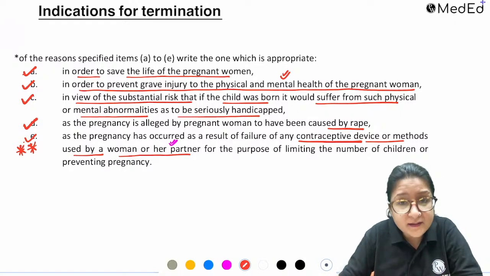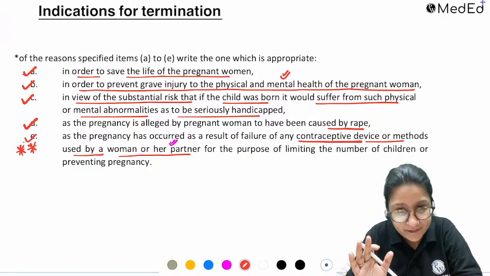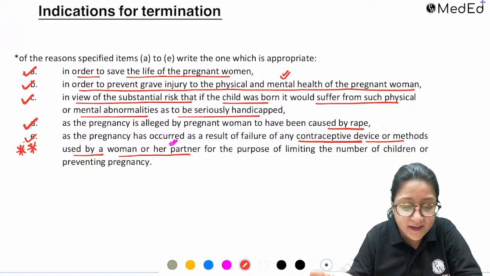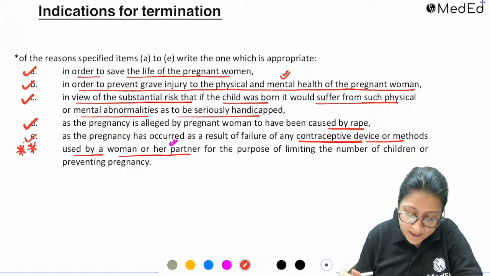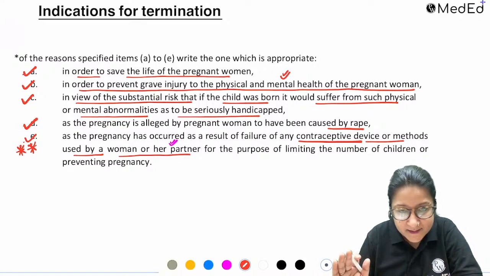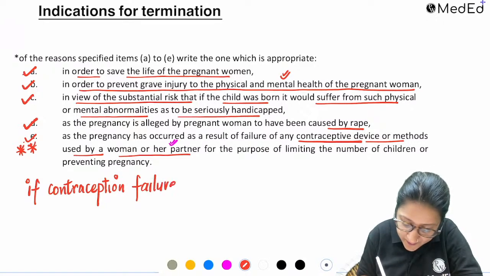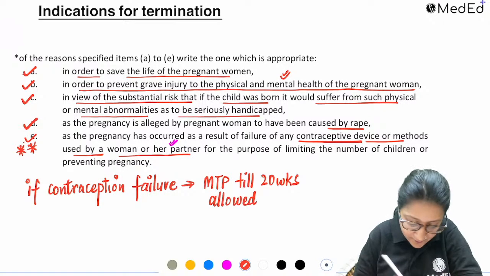Now it is woman and her partner, for the purpose of limiting the number of children or preventing pregnancy. So the law itself does not differentiate whether the woman is married or unmarried. So even unmarried women can ask for medical termination of pregnancy for contraceptive failure. That is an important point to note. Also very important to note here is that if the indication is contraception failure, then MTP is allowed only till 20 weeks, not beyond 20 weeks.